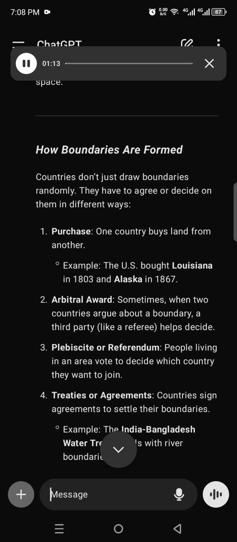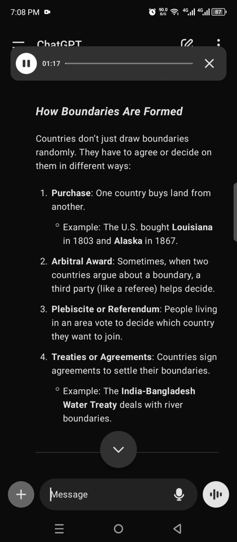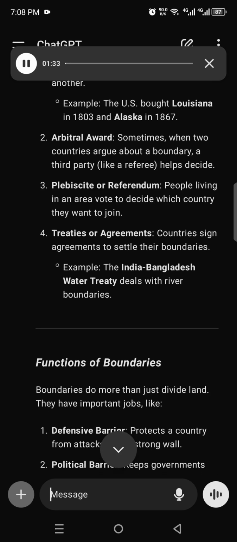How boundaries are formed. Countries don't just draw boundaries randomly. They have to agree or decide on them in different ways. 1. Purchase. One country buys land from another. Example, the U.S. bought Louisiana in 1803 and Alaska in 1867. 2. Arbitral award. Sometimes, when two countries argue about a boundary, a third party, like a referee, helps decide.